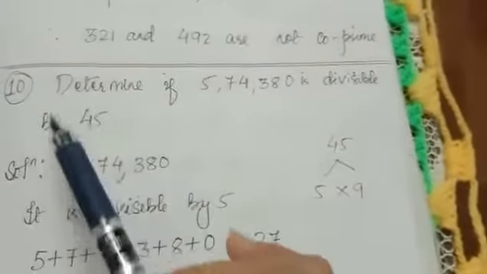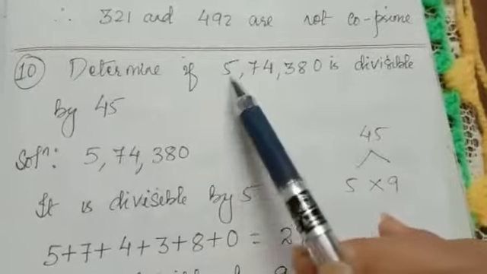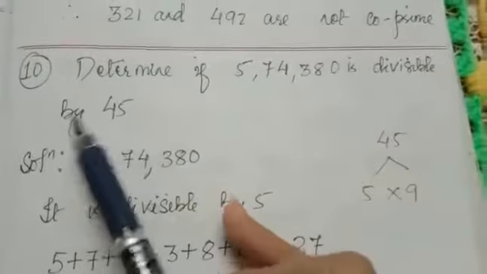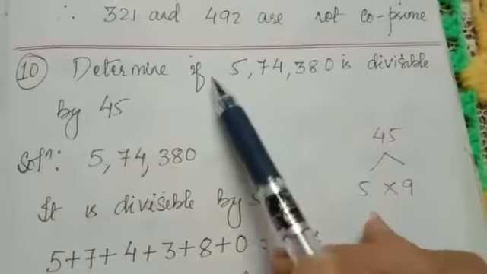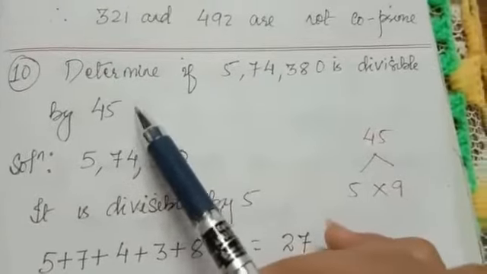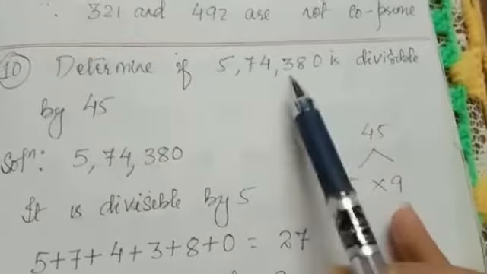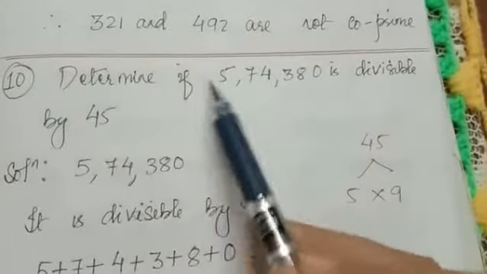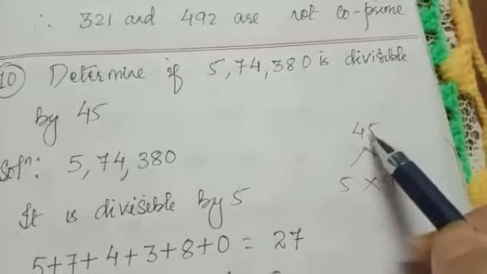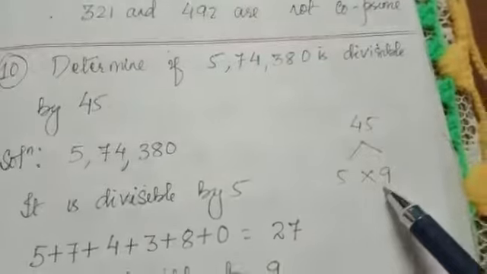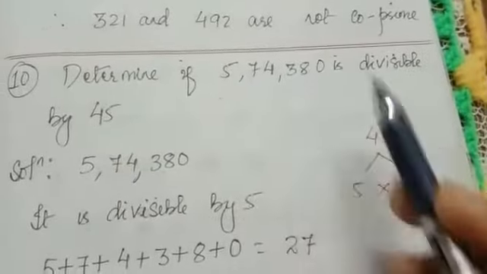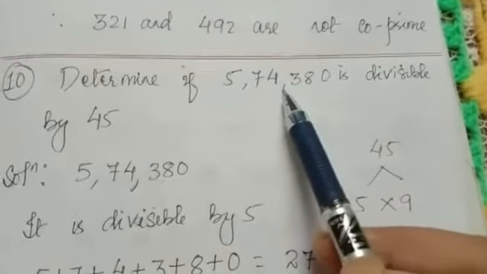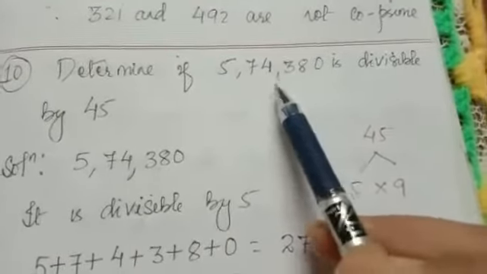Now next is question number 10. Determine if 5,74,380 is divisible by 45. You have to check whether this number is divisible by 45 or not. This is such a large number, 5 lakh. So we will not divide this number by 45. First we will see 45 is 5 nines are 45. So we will check whether this number is divisible by 5 and 9 or not. If this number is divisible by 5 and 9 both, then it is divisible by 45.